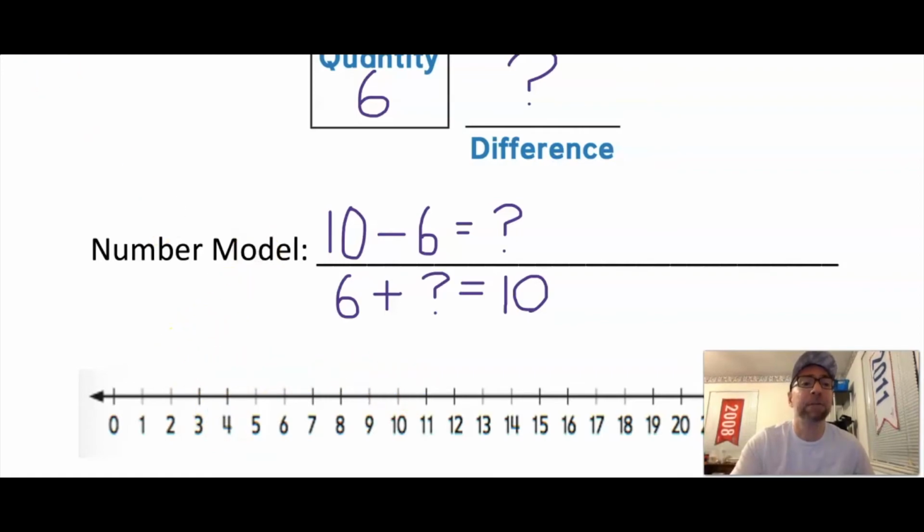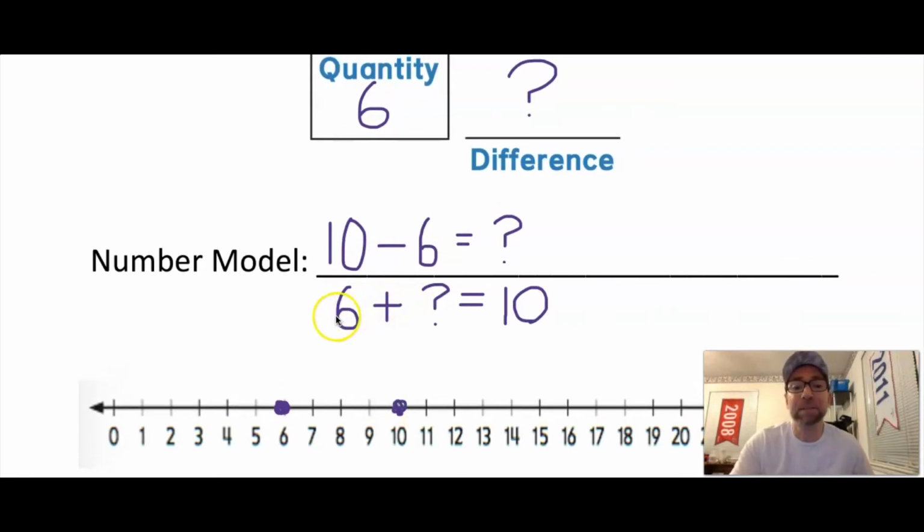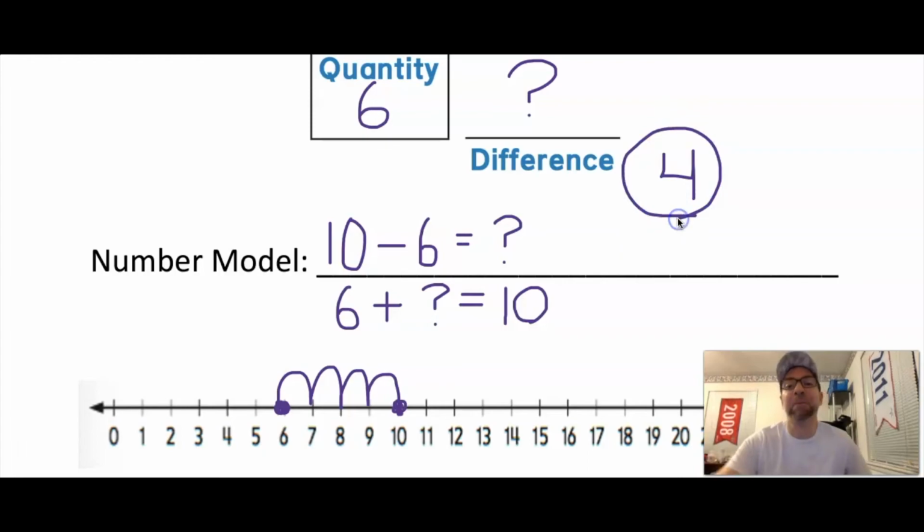Another way I can solve it is by putting a dot at the number 6, which is the smaller q, putting a dot on the 10, which is the bigger q, and then I can count up. 6 plus the missing number equals 10. 6 plus 1, 2, 3, 4. 6 plus 4 equals 10. So no matter how we do it, we got the same answer. 4 stuffed animals. Awesome job. And we might recognize that this is a friend of 10.